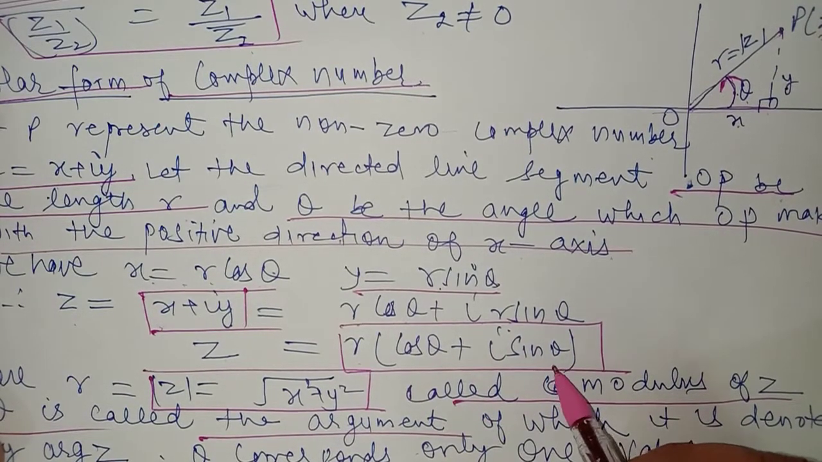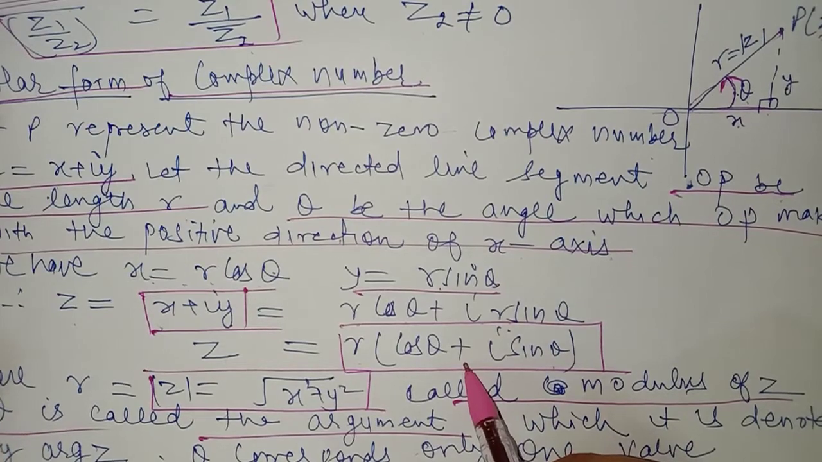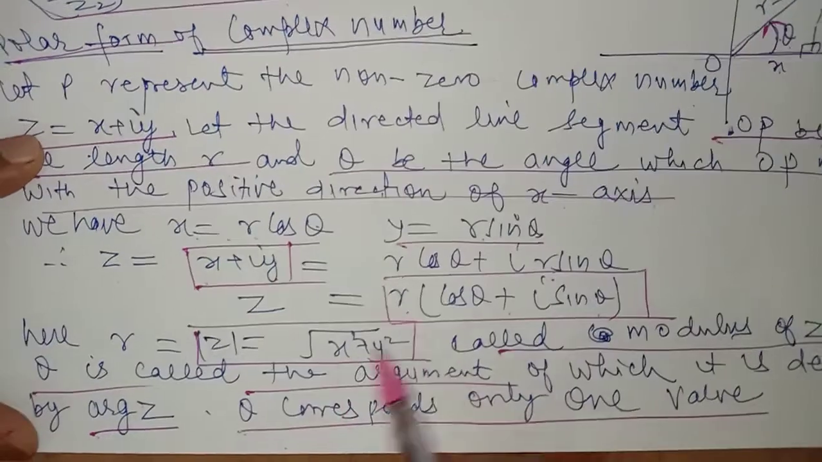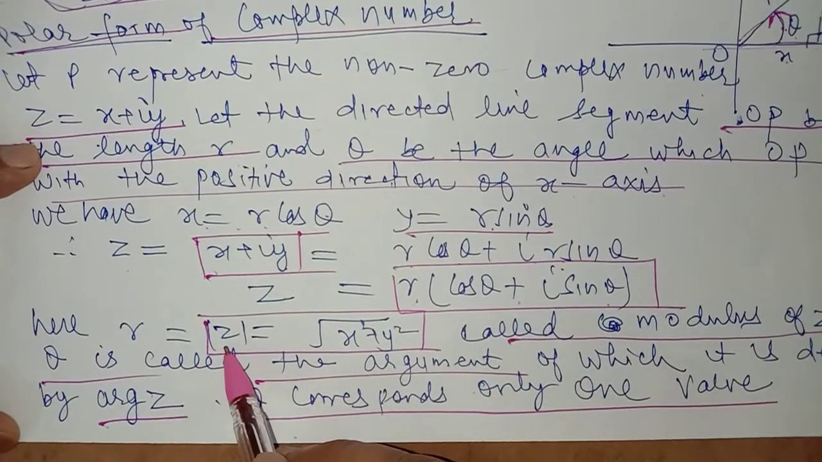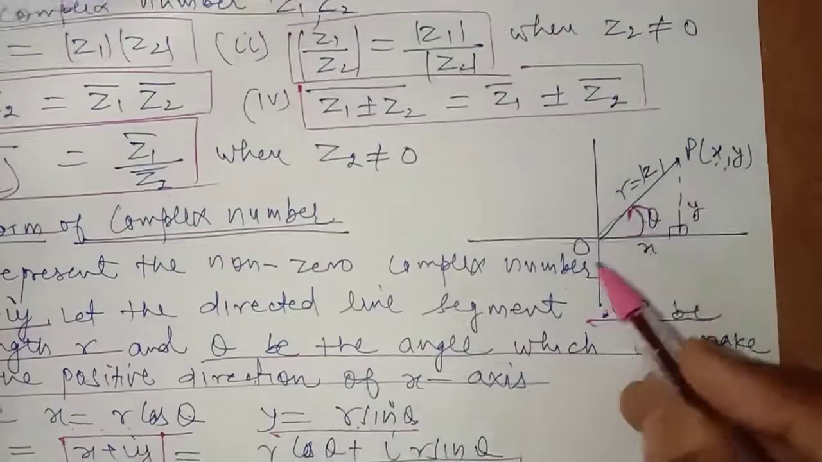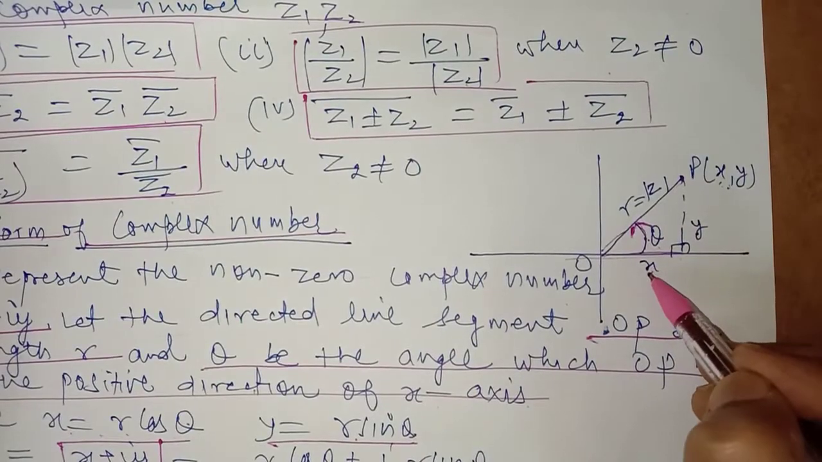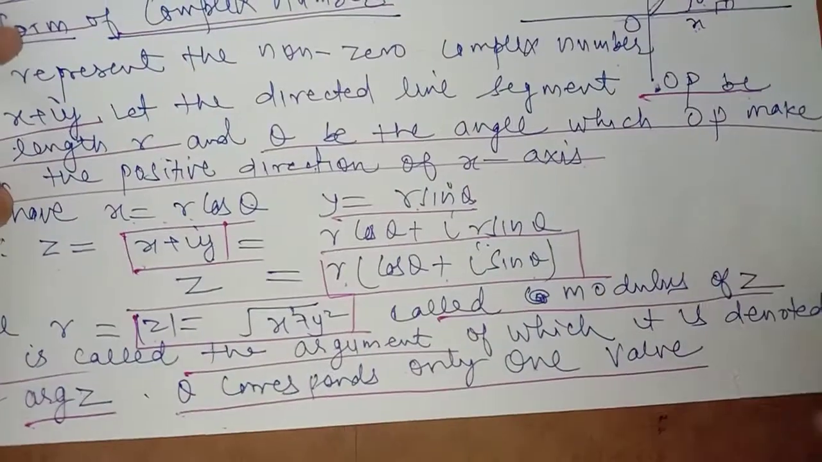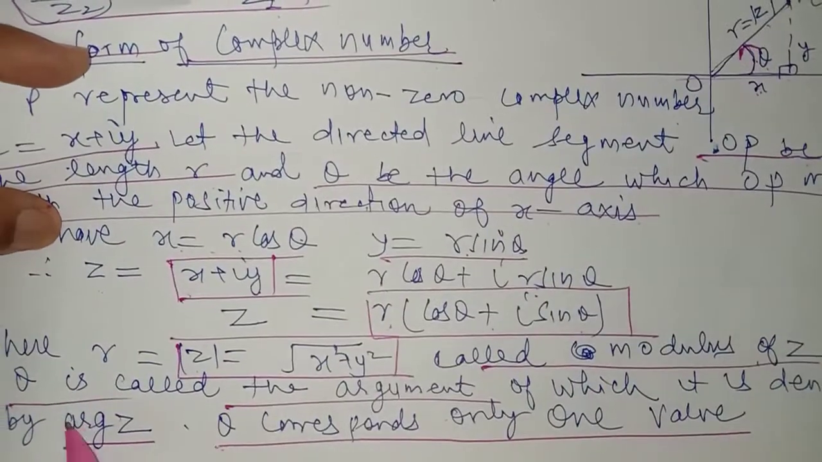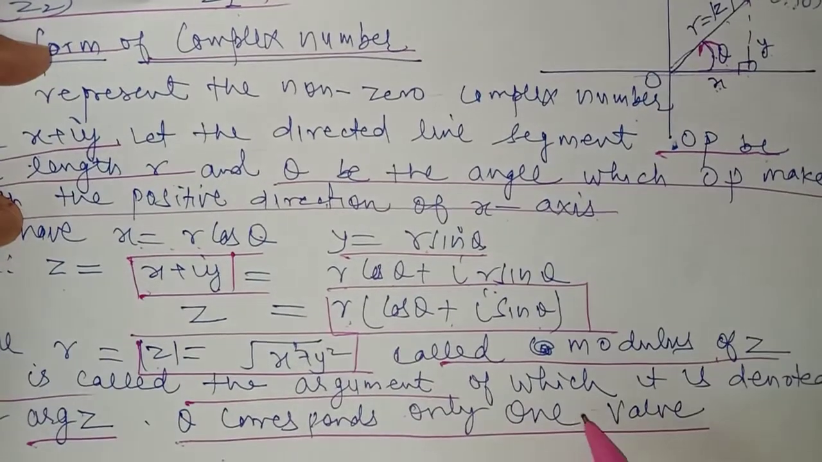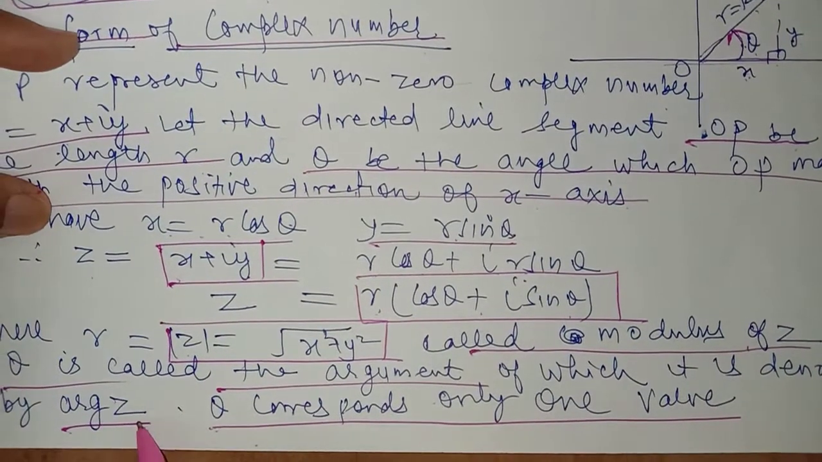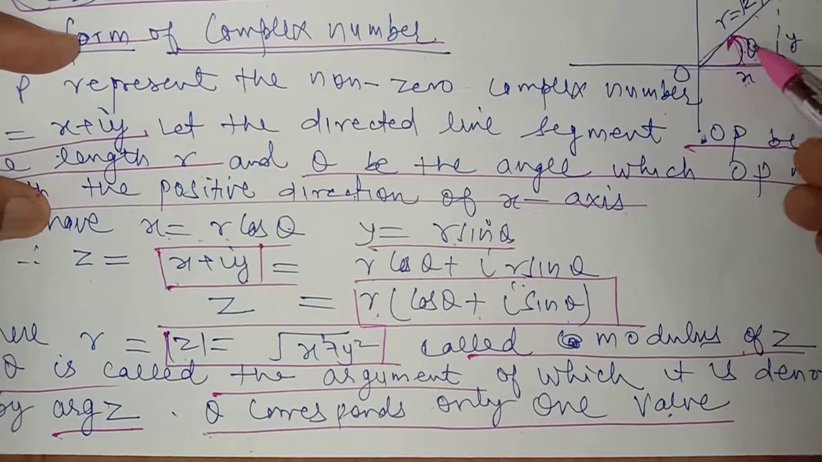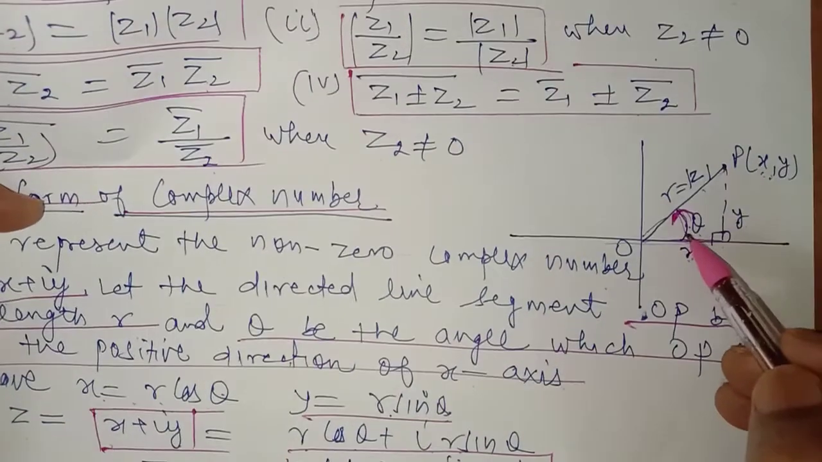So it comes out to be r cos theta plus i r sin theta, that is r in the bracket cos theta plus i sin theta, which is the polar form of the complex number, where r is known as the modulus of the complex number, denoted by the modulus sign. Using Pythagoras, the square root of x squared plus y squared is equal to r, and it is known as the modulus of z. Theta is called the argument of z, denoted by arg z, and theta corresponds to only one value. Theta we'll discuss. This is known as the argument of the complex number.